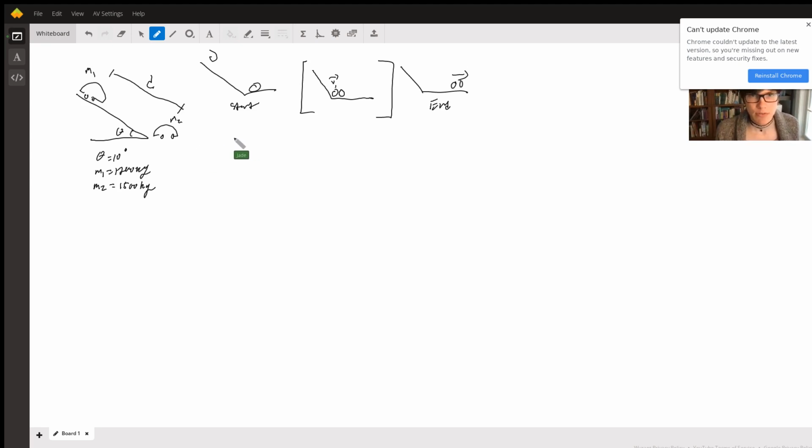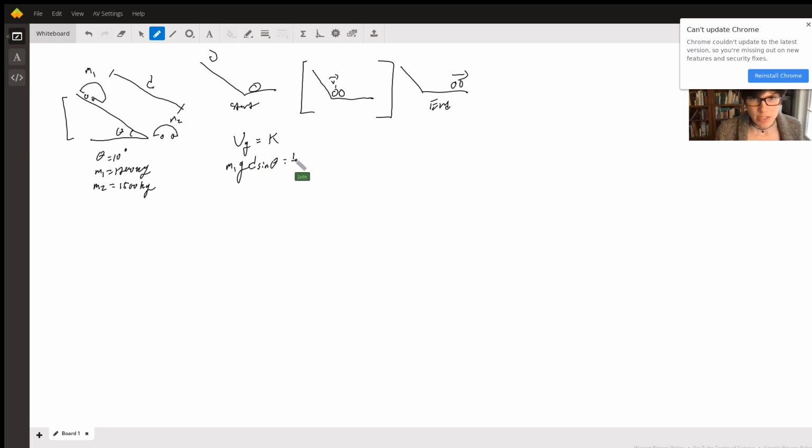Well, it has gravitational potential energy, right? And so at the bottom of the hill, if there's no friction, that gravitational potential energy is all going to turn into kinetic energy. So what's that gravitational potential energy? That's going to be m1 times the acceleration due to gravity times h, the height, right? But we don't have that height. We do, however, have the hypotenuse. So we can do d times the sine of theta.